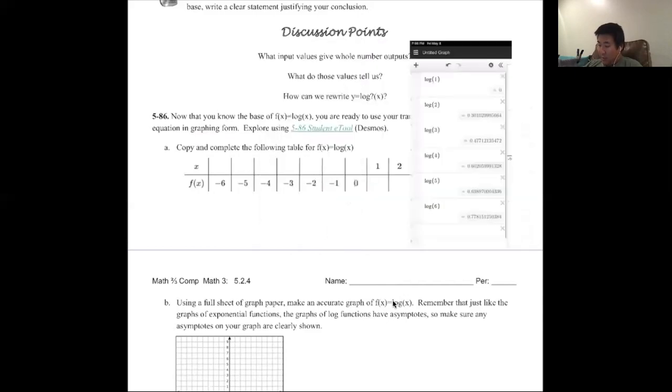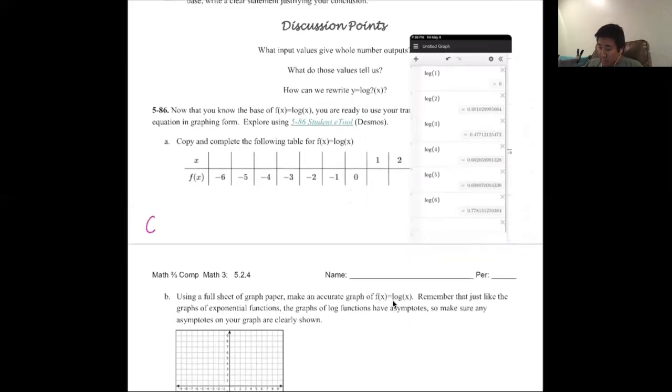I'll let you plug those in there. And now we need to find the other side. So 0 equals log base b of x, or log base 10 of x. So what does 10 to the 0 get you? 10 to what power gets you 0? I think it's undefined.